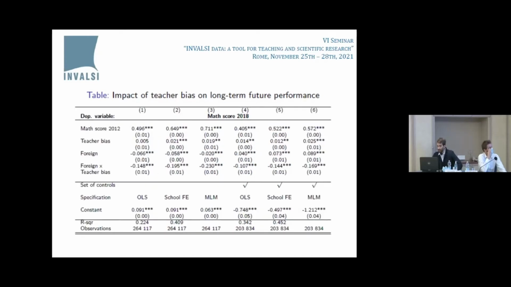And this is the same table as before, but of course with a different dependent variable pertaining to the last period. The interpretation is the same. Let's go to the first column. We see that the average teacher bias has a positive but not statistically different from zero effect, while the interaction term, the impact of teacher bias on foreign students, is still negative and significant. And this is quite consistent across the different model specifications.